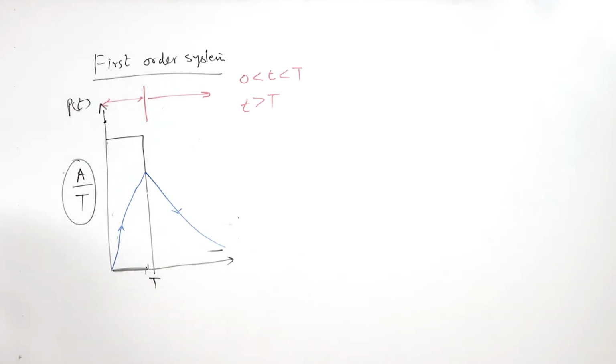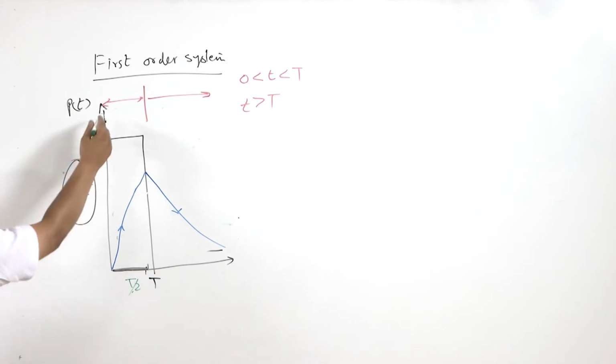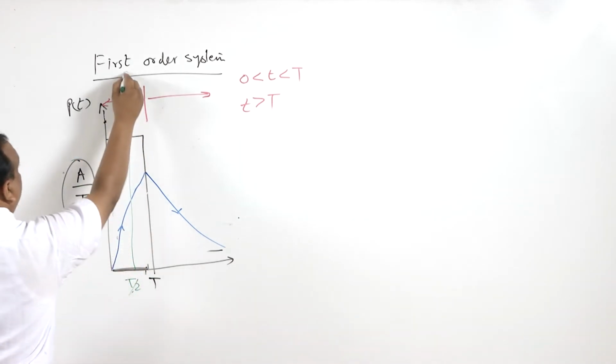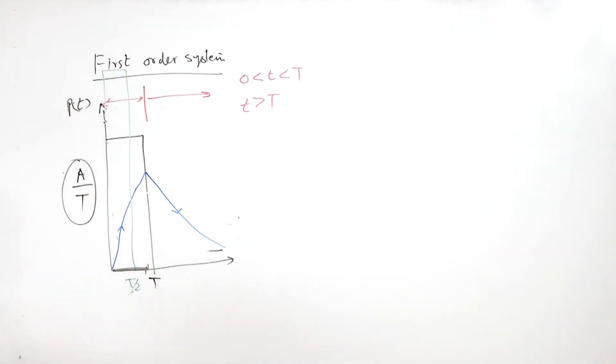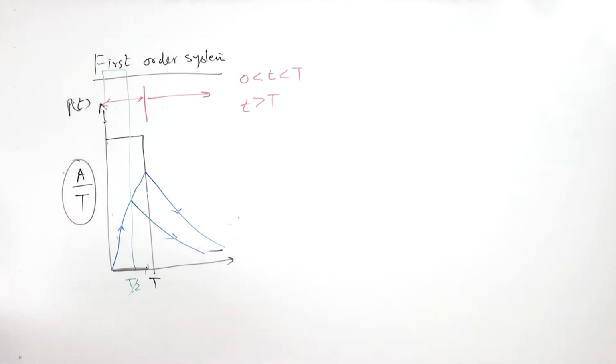Now, if we make T to T by 2, now T is reduced to T by 2, then this amplitude will be doubled and the system response will again be like this, right? Now we will mathematically express the system response in this case.